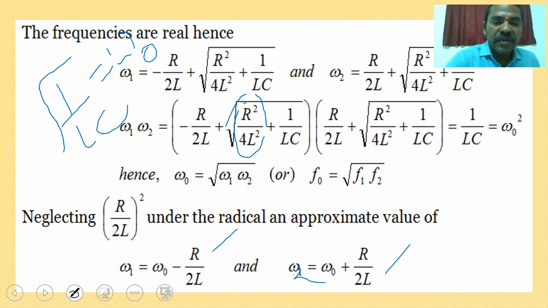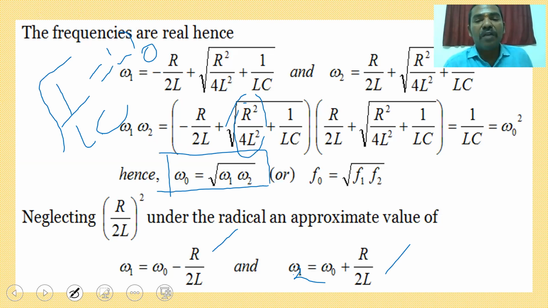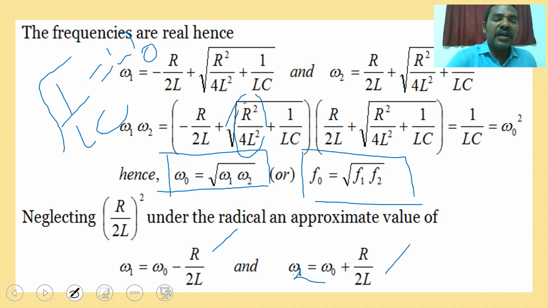So these equations are most important. Omega naught is equal to root of omega 1 into omega 2, or in terms of frequency, F naught is equal to root of F1 into F2. Similarly, omega 1 is equal to omega naught minus R by 2L, and omega 2 is equal to omega naught plus R by 2L.